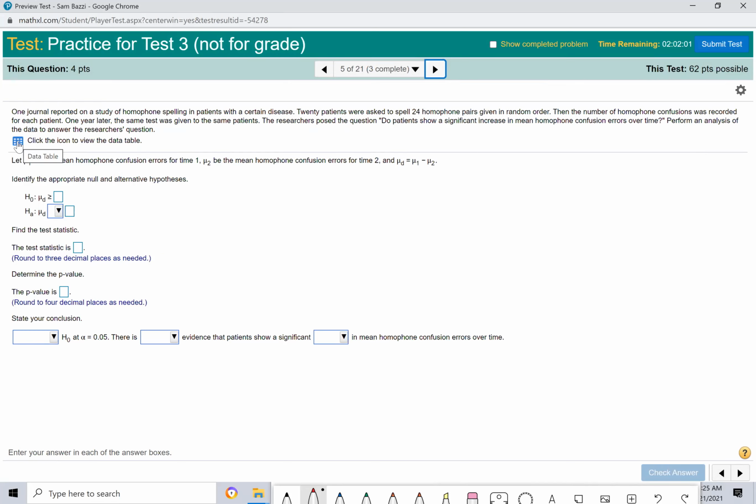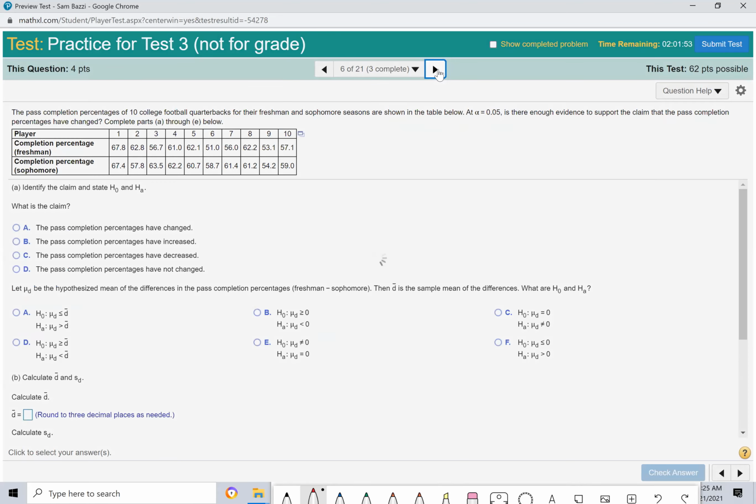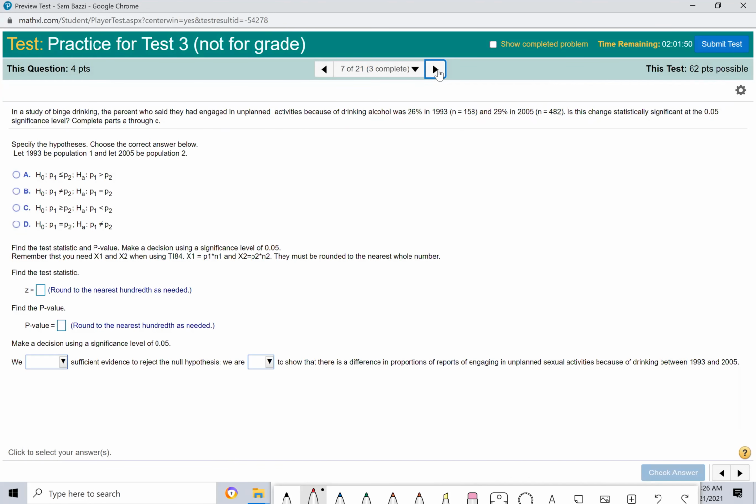This is section 8.3. Let me just skip this and I'll come back to it later on Monday. I want to do a quick one. 8.4. Yeah, let's do this. That would be fast. In a study of binge drinking, the percent who say that they had engaged in unplanned activities because of drinking alcohol was 26% in 1993. N was 158. And 29% in 2005, N was 400. So the sample size was 482.